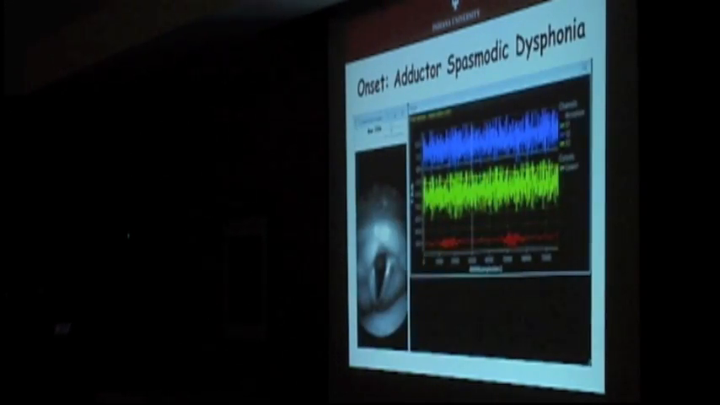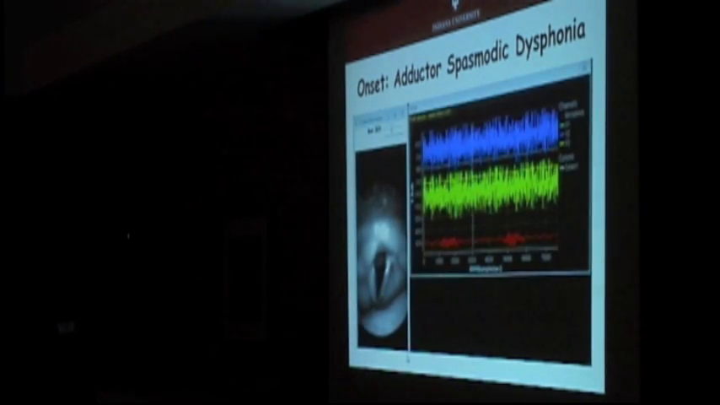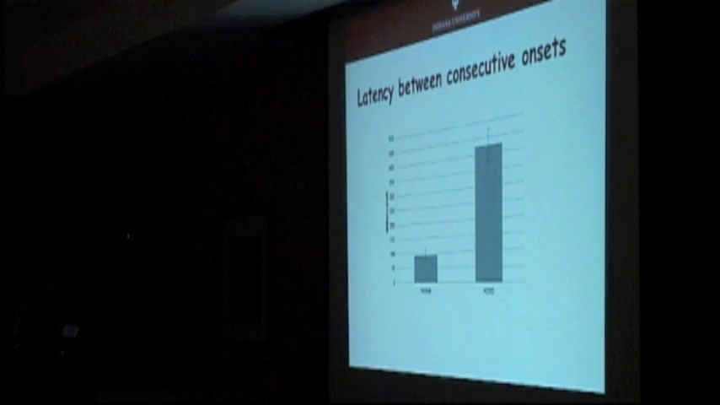In individuals with adductor spasmodic dysphonia, you can tell from this audio signal that there is a long time from the start of one E to the next E. So this is E, E, E done consecutively. We found that the latency, which is the time from when the muscle gets the signal to when the vocal cord vibration starts, is longer in individuals with adductor spasmodic dysphonia.